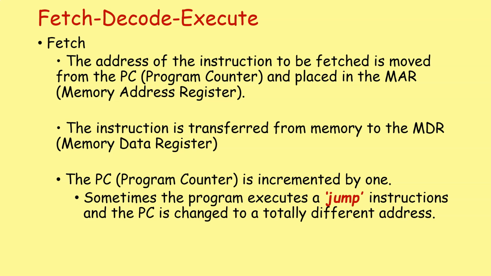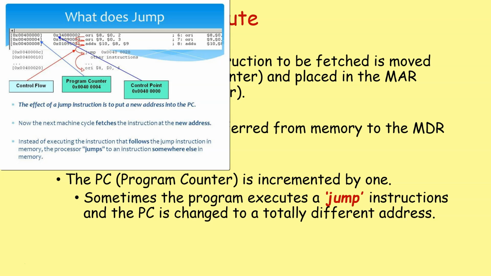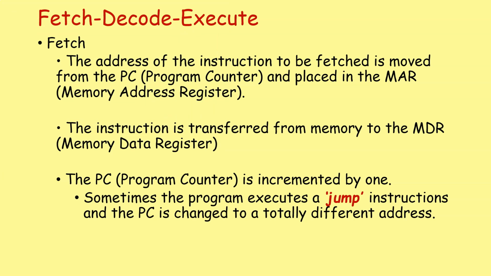So if it was pointing, first of all, at location 0, then it will hold the location 1, then it will hold the location 2 and 3 and 4 and 5. It will increase sequentially most of the time. However, sometimes the program executes a jump instruction and the program counter is changed to a totally different address, as in it doesn't just increment or increase by 1.